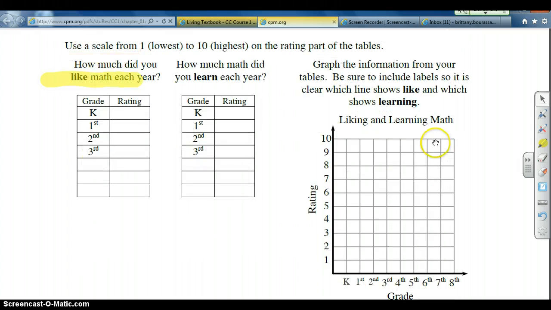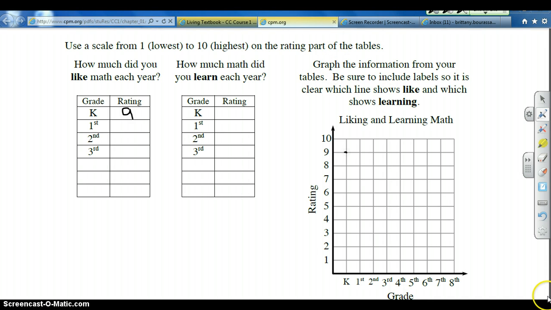You're then going to plot those points on this graph. Let me give you one quick example. Let's say in kindergarten, I liked math a lot. So I'm going to give it a pretty high rating. I'm going to give it like a 9. Okay? On my chart over here, I'm going to say kindergarten and head all the way up to 9 and plot my point right there. Make sense? So you're going to do that.